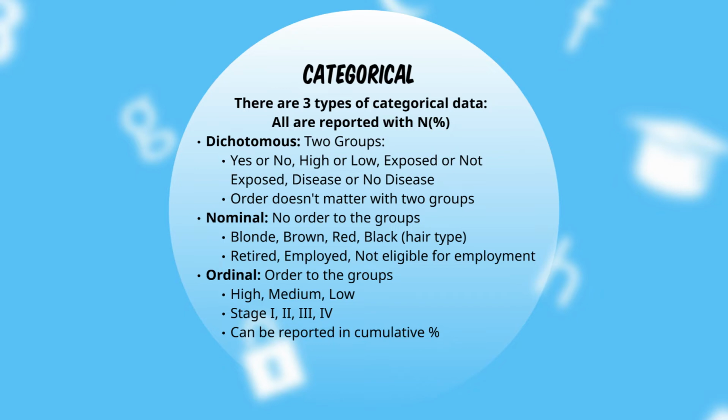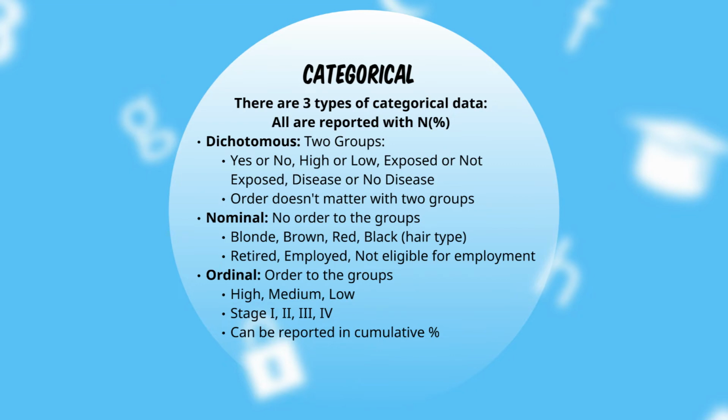Ordinal. Ordinal means there's an order to the groups: high, medium, low. Stages of cancer: 1, 2, 3, 4. There is an inherent order, and ordinal variables can be reported in cumulative percents. That is, I could look at high versus medium and low.